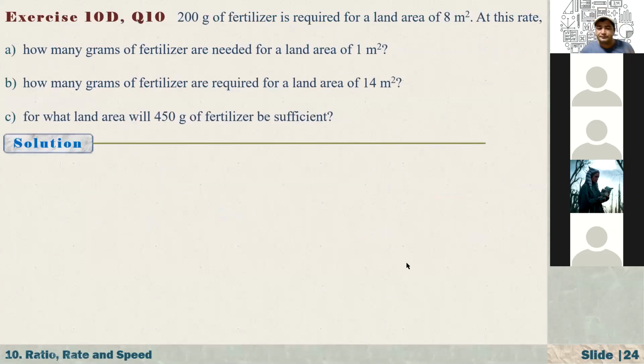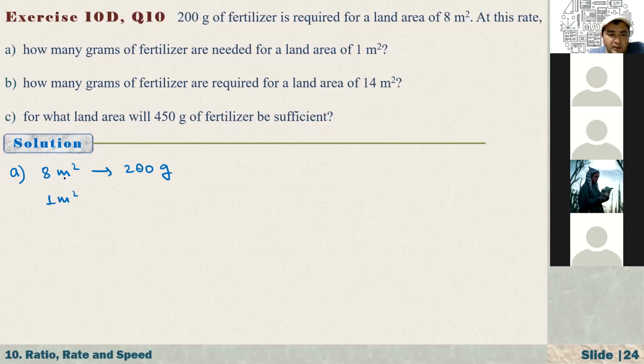All right, next question. "200 grams of fertilizer is required for a land area of 8 square meters. At this rate, how many grams of fertilizer are needed for a land area of 1 square meters?" Right. So part A, it says that for 8 square meters we need how much? 200 grams of fertilizer. And how about if it is 1 meter squared?